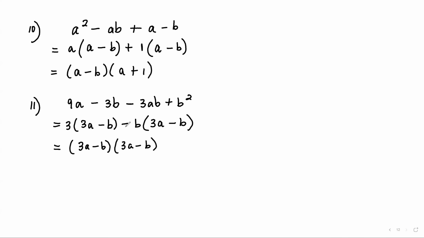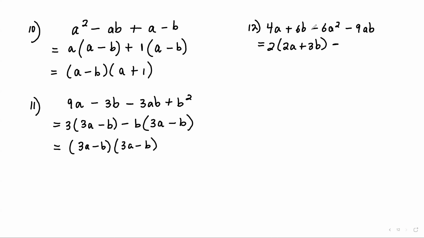All right, let's do one more. Let's say I have 4a plus 6b minus 6a squared minus 9ab. All right, let's see what that gives me. Well, 4a and 6b have 2 in common. So 2 times 2a gives me 4a, and 2 times 3b gives me 6b.